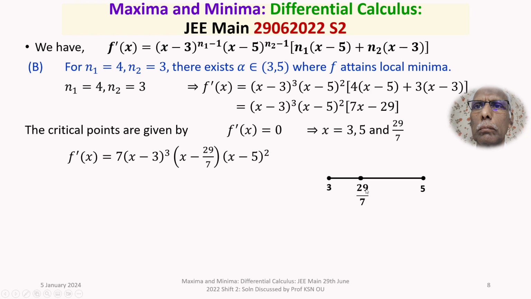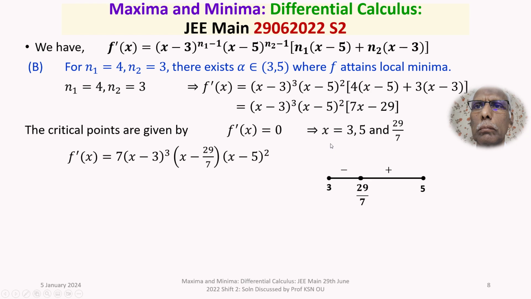So let's take the interval (29/7, 5). Here x - 5 is negative, but there is a square, so it is positive. This is positive, and this is positive. In the interval (3, 29/7), x - 5 is negative, but it's a square, so it's positive, but x - 29/7 is negative, so this is negative.